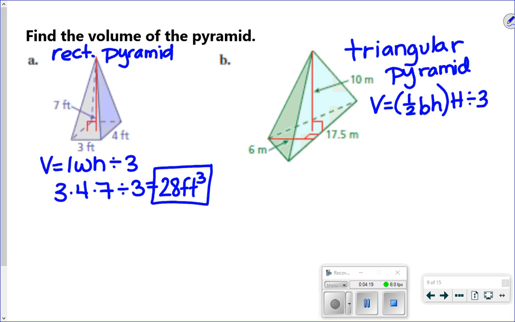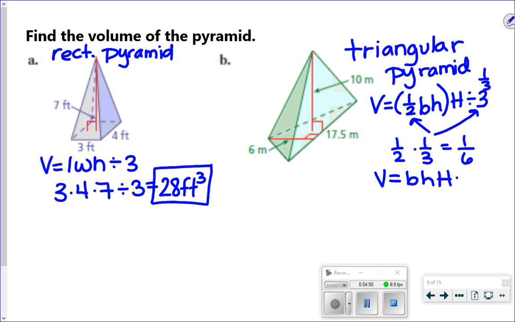However, if you want to combine that divide by 2 and the divided by 3 part, this divided by 2, and this divided by 3, which is like times 1/3. If we do 1/2 times 1/3, we multiply straight across. 1 times 1 is 1. 2 times 3 is 6. That means we can combine those 2 parts and do divided by 6. So our simplified formula, the easiest one to use, is base times height for the triangle times height for the whole shape divided by 6. That's our easiest formula to use. It's combining that divided by 2 and divided by 3.